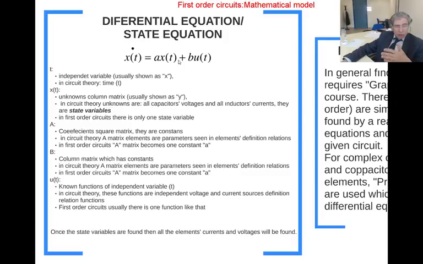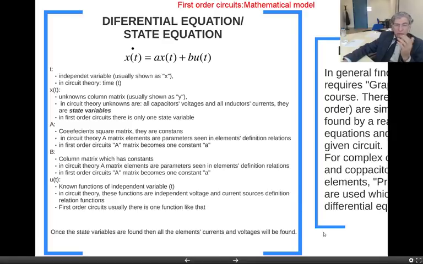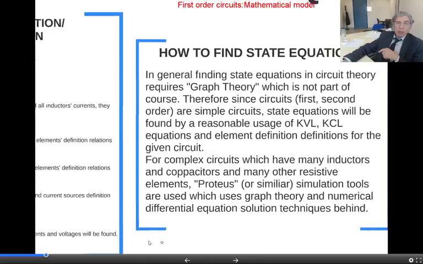the mesh current method. First we calculate the mesh currents. Once we have calculated the mesh currents, we can find all the elements' currents and voltages. It is like that. Once you have calculated the state variables, then you can calculate all the elements' currents and voltages. We are going to see it later on.